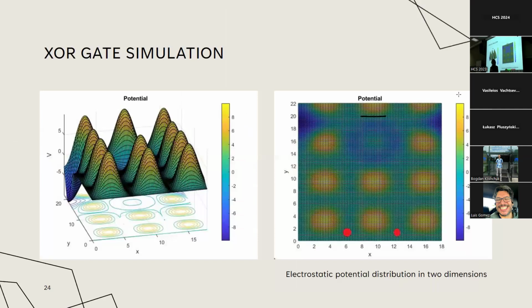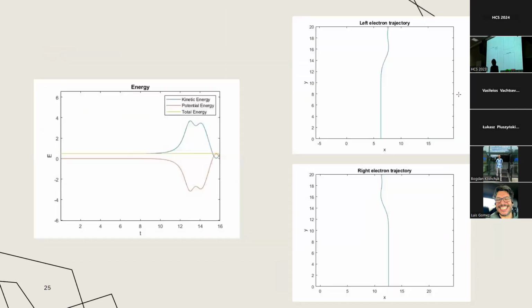Next, we move on to simulating the XOR gate. And also we use an exponential function, but here we change it a little bit in order to represent this gate. And here we can see the outputs of our simulation of the electrons separately in these channels. And as you can also see here, they will be read as logical 1. And also the energy is conserved in this situation.